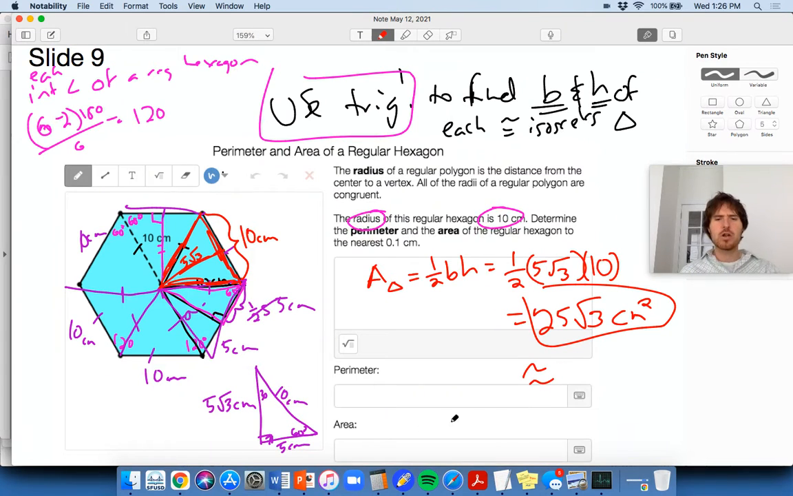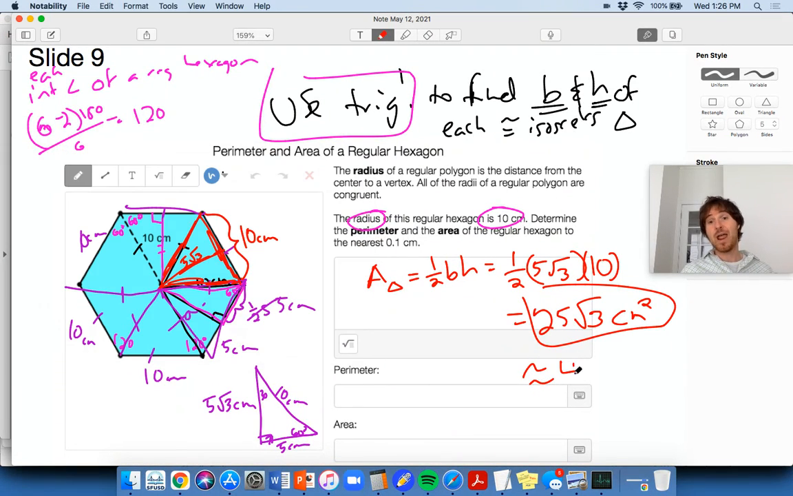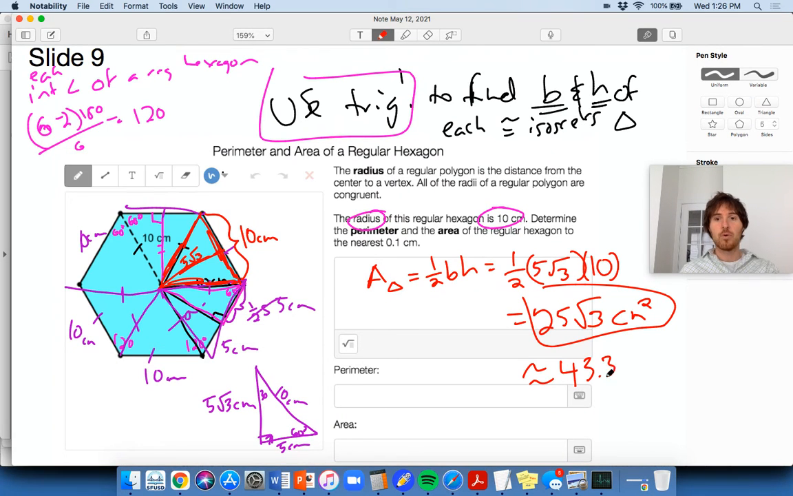And if you want an approximate answer, maybe you want to check your answer in your calculator. I'm going to hit the square root of 3, which is about 1.7, because I've studied this stuff a little bit. Well, 1.73. I'm going to multiply by 25, so it's about 43. They said round, so maybe they weren't expecting you to come up with an exact answer. So about 43.3 square centimeters.